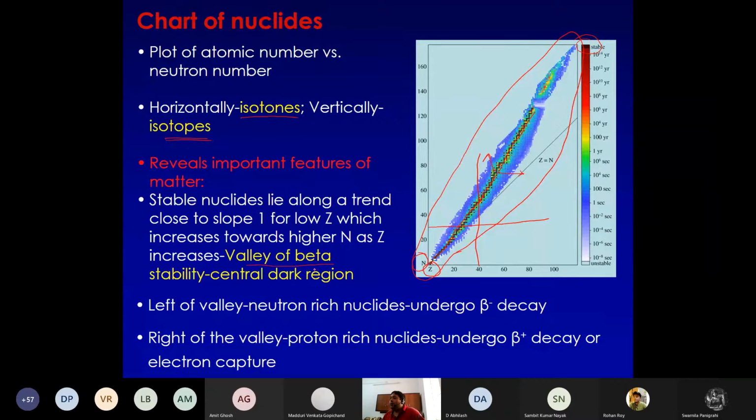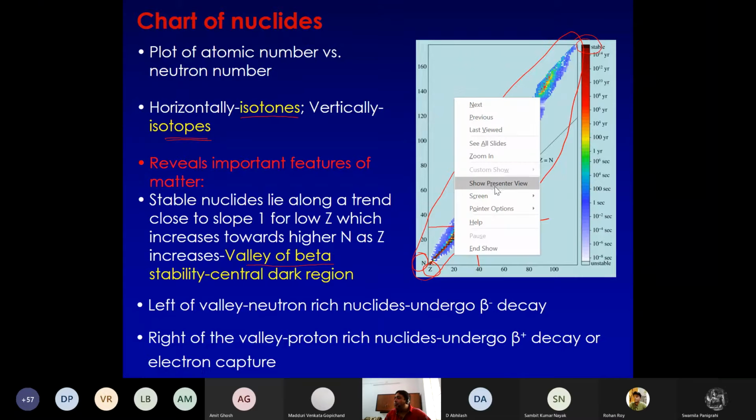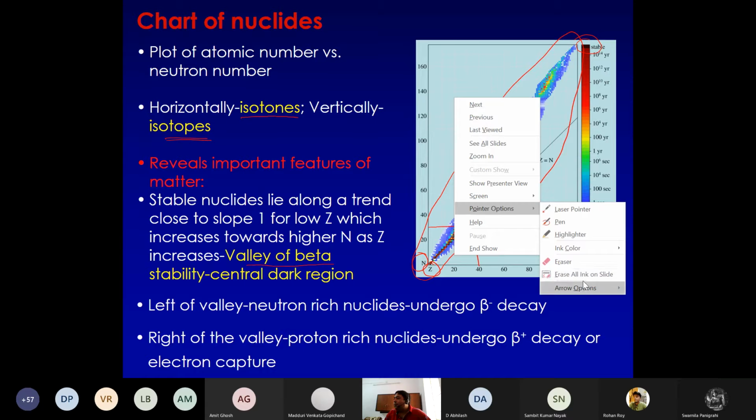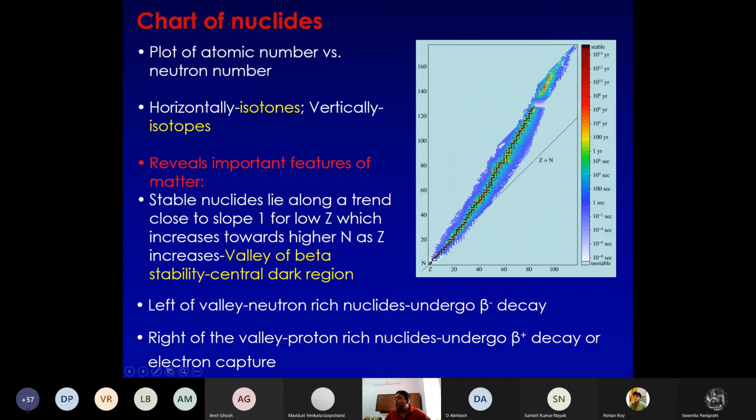Now you will also notice that for low atomic number elements, all these stable nuclides roughly plot along a trend with a slope close to 1. That means to have a stable nucleus, you need roughly equal numbers of protons and neutrons. But as you move towards heavier and heavier nuclides, that means higher atomic numbers, you require progressively more neutrons to produce a stable nuclide.